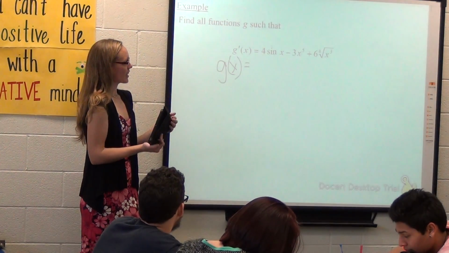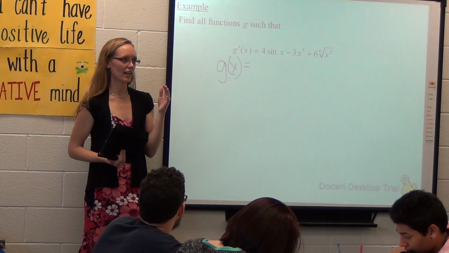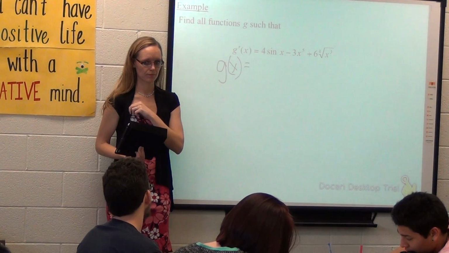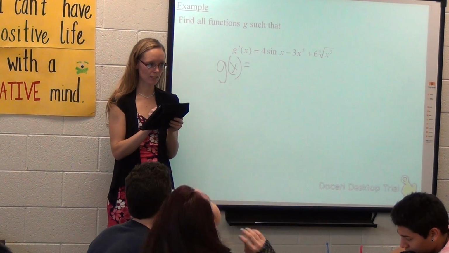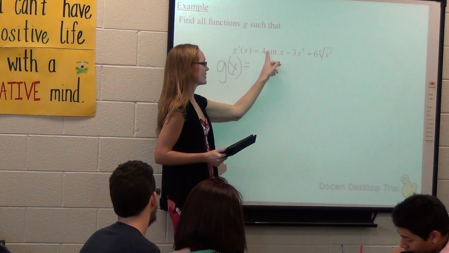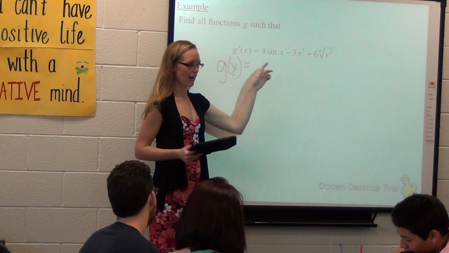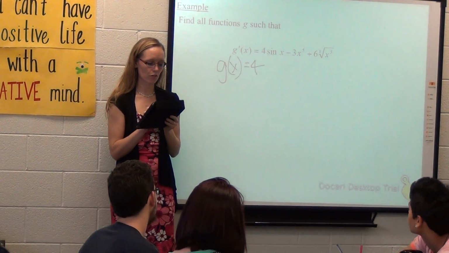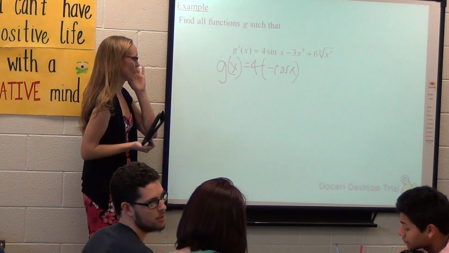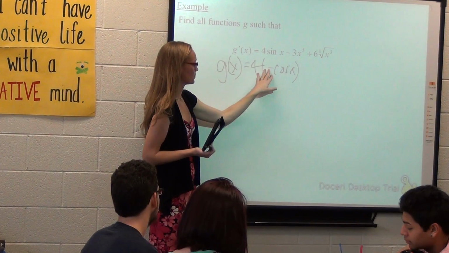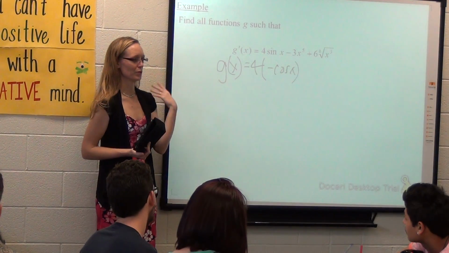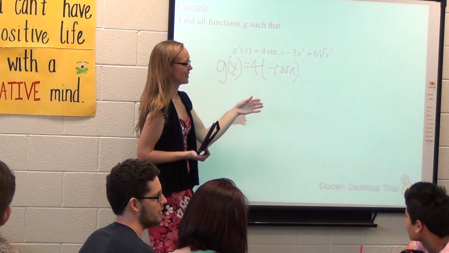So 4 times sine of x, how do I underive 4 times sine of x? Let me ask that question differently. What is the antiderivative of sine of x? Negative cosine. So 4 times negative cosine of x, negative 4 cosine of x, is the antiderivative of this piece. Can you do negative 4? Yes, I can do that on the next step.